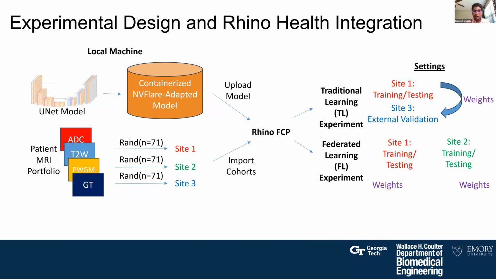We also completed a federated learning experiment in which we would use 2 sites for simultaneous training and testing using 2 separate FL clients. We would then complete external validation on site 3's 71 patients after aggregating the separate best metric weights determined in site 1 and site 2's training and testing through an aggregator, which would then export weights into the model for its external validation on site 3.